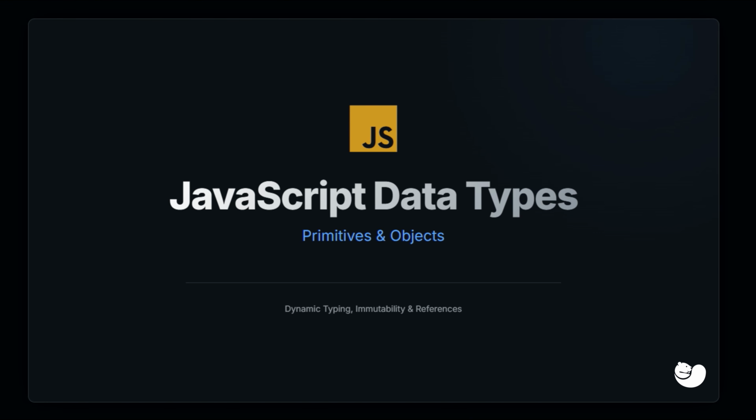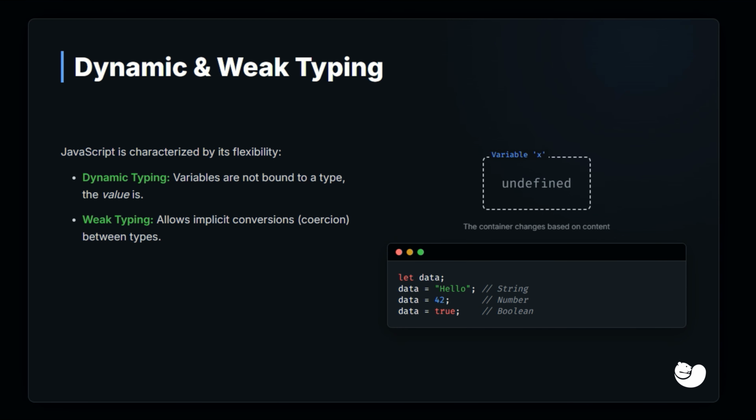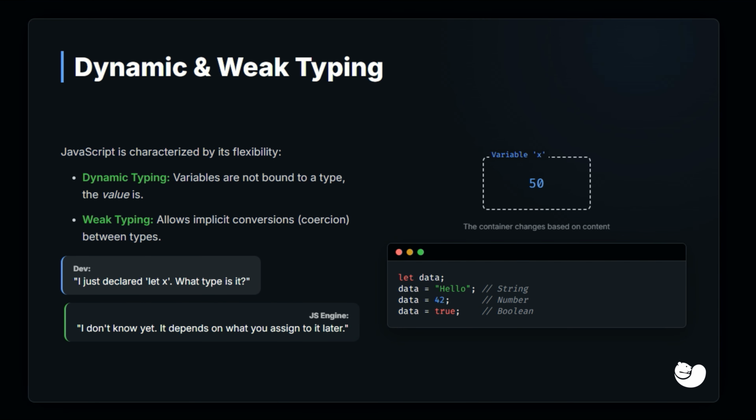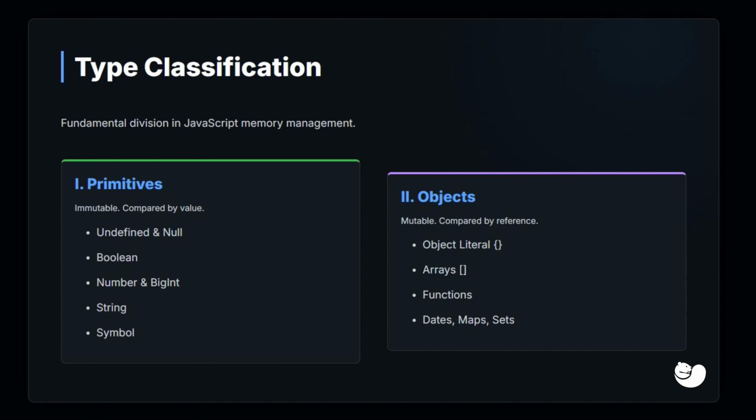Let's talk about data types in JavaScript. This language is characterized by being dynamically typed, which means that variables are not bound to a specific type, but rather the type is associated with the value they contain. Furthermore, it is weakly typed, allowing for implicit type conversions. Subsequently, the classification of data types is the basis for memory management in JavaScript.